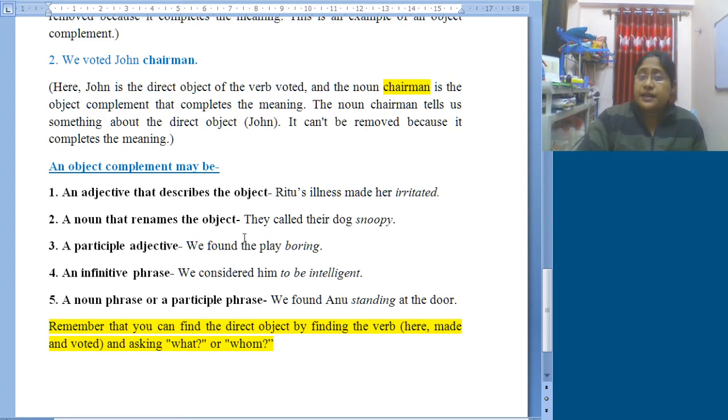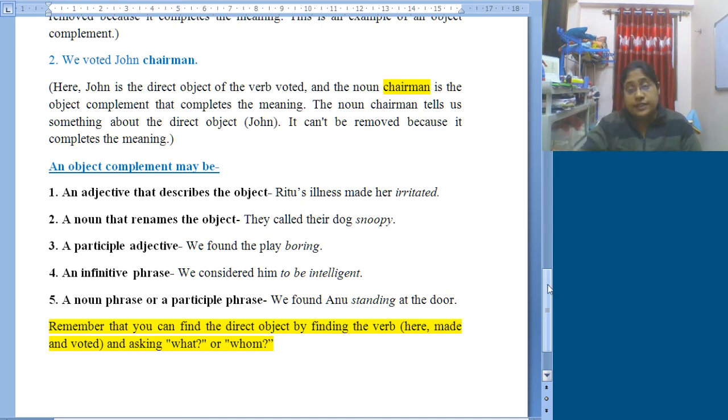It can be a participle adjective, like we found the play boring. It can be an infinitive phrase, like we consider him to be intelligent. It can be a noun phrase or participle phrase, like we found Anu standing at the door. So this is the discussion of both. You have already come across all these things earlier, but you need to remember that you can find the direct object simply by asking what or whom. You will get the answer very easily.